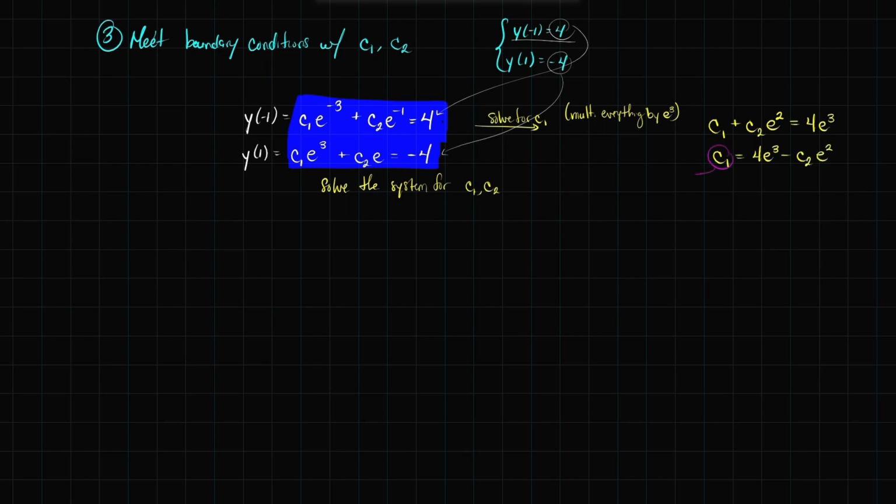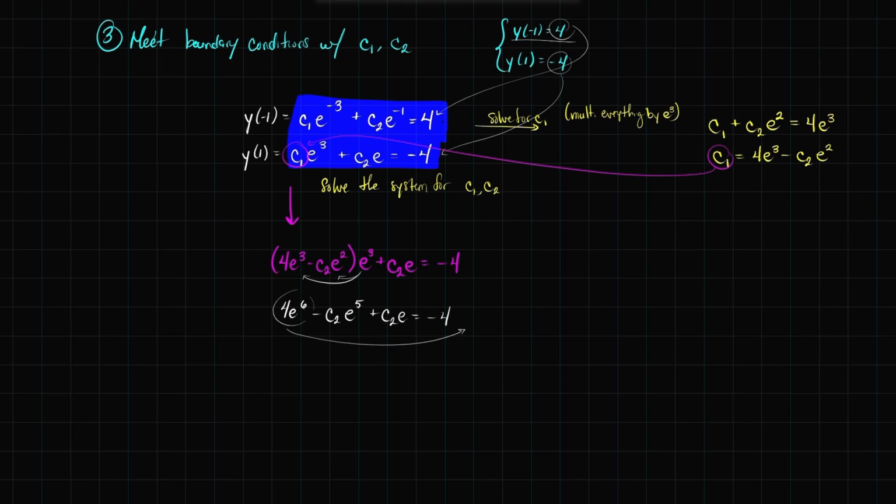And now that I've solved for C1, I can plug that in for C1, leaving me with 4 e cubed minus C2 e squared against e cubed plus C2 e equals negative 4. I need to solve this for C2. I might as well distribute this e cubed. My exponent rules are going to give me 4 e to the 6th because of 3 plus 3, minus C2 e to the 5th because of 2 plus 3, plus C2 e equals negative 4. I can go ahead and pull 4 e to the 6th to the right-hand side, and then factor out C2, giving me negative e to the 5th plus e equals negative 4 minus 4 e to the 6th.